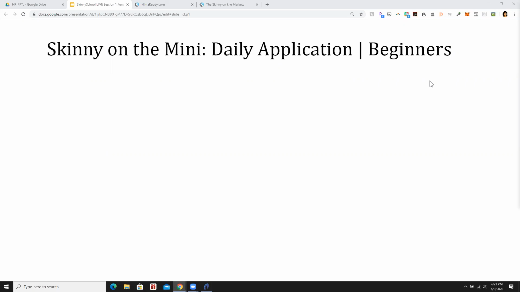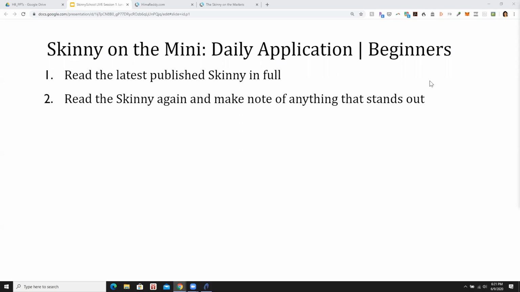Type a B for beginner, guys. Those here live, you understand what I mean by beginner. Because again, it can be subjective, so I'm telling you my definition. Great. So beginners, come read the latest published Skinny in full, whether it's the one that came to your inbox or the one in the portal, okay?